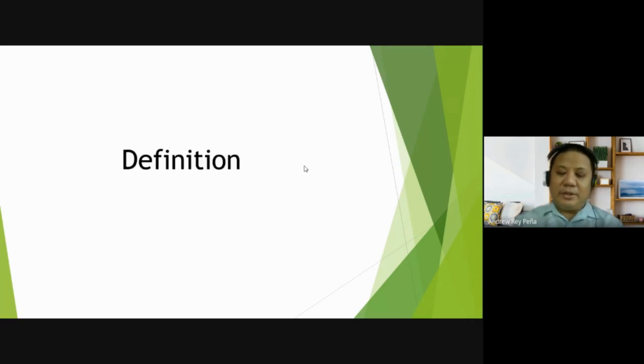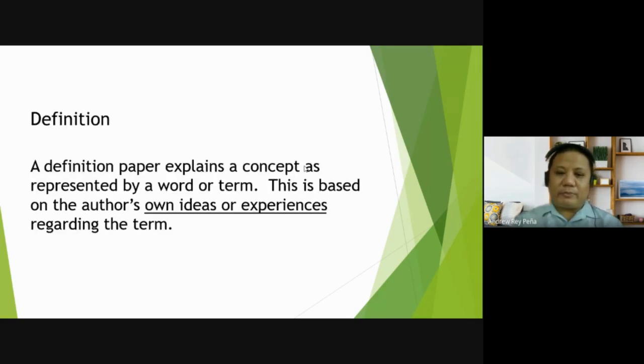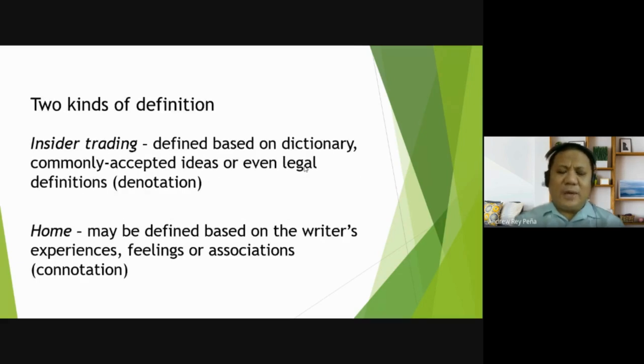Let's now talk about definition. A definition paper explains a concept that's represented by a word or term. This is based on the author's own ideas or experiences regarding the term. We actually have two types of definition, denotation and connotation. We have examples. Insider trading, for example, is defined based on the dictionary, commonly accepted ideas, or even legal definitions. On the other hand, the word home may be defined based on the writer's experiences, feelings, or associations, or connotation.